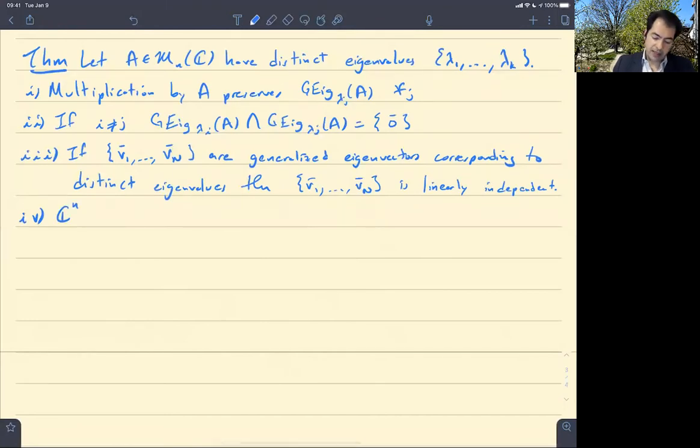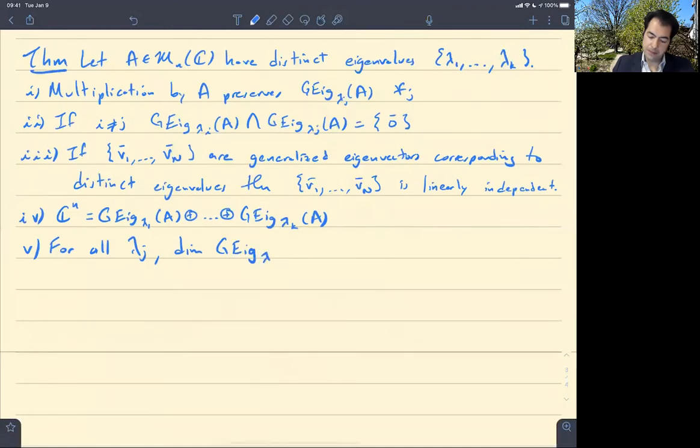Right? You can write Cn as the topological direct sum of the generalized eigenspaces. Okay, so here we're making no claim of orthogonality, just that every vector in Cn can be written as a sum of vectors, one from each of these generalized eigenspaces, and there is no intersection between these different spaces. And then finally, for all lambda j, the dimension of the generalized eigenspace is precisely the algebraic multiplicity.